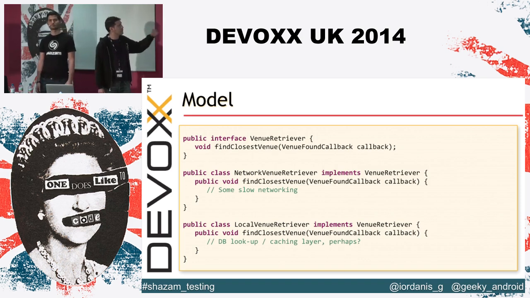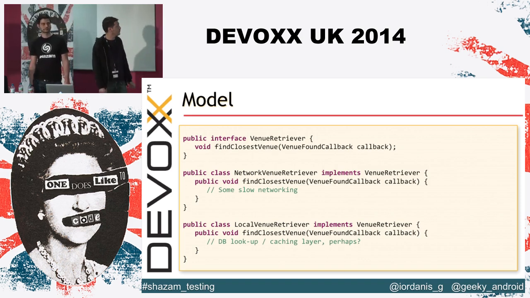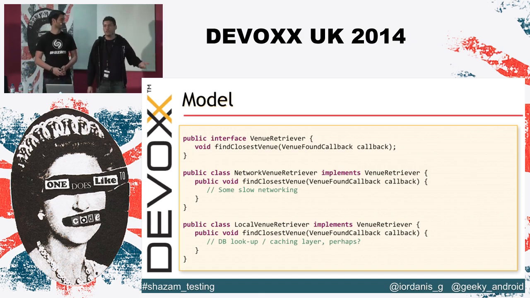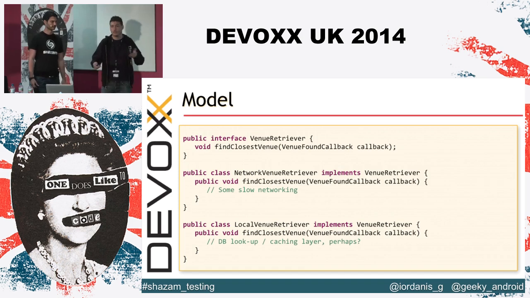The first implementation of that would be a network venue retriever, in which we would do some sort of slow networking calls, hit an API, of course, error handling and all that stuff. But to keep things simple, yes, you get a venue from the network, and then you notify the callback. Another implementation would be the local venue retriever, in which we do a database lookup, or we look in the memory cache. We might even compose this to do a network call if the first one doesn't succeed, or even more complicated venue retrievers.